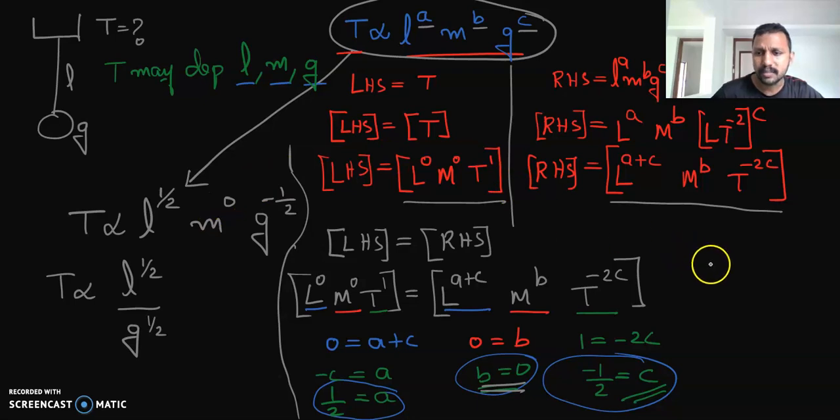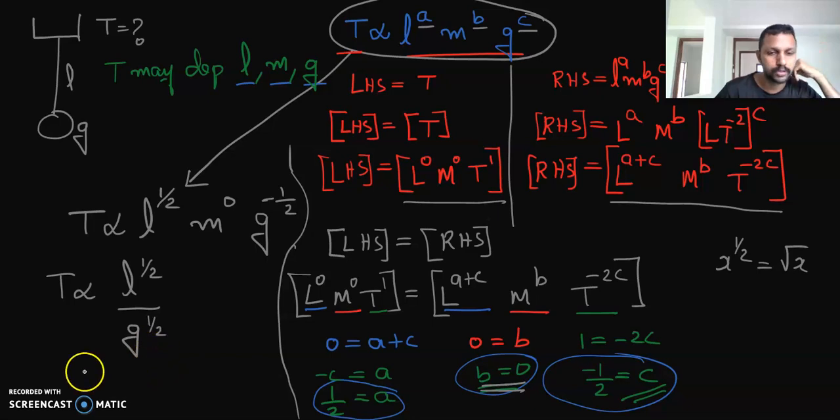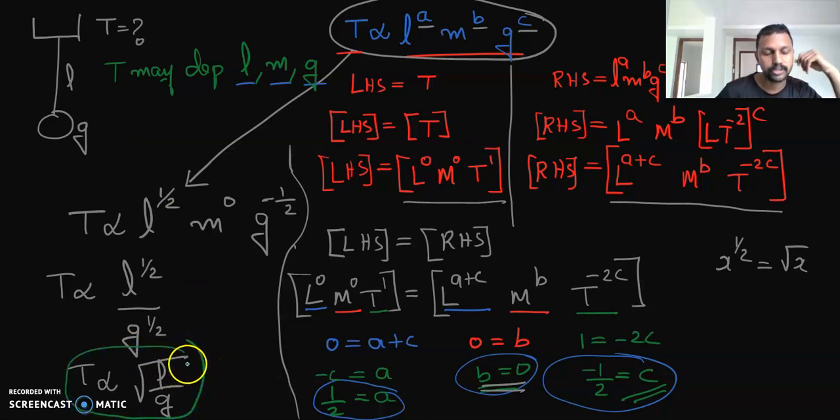Therefore, what is x raised to 1 by 2? X raised to 1 by 2 is root x. Therefore, what is L raised to 1 by 2? It is root L. What is G raised to 1 by 2? It is root G. Therefore, I could write T proportional to root of L by G. Can I? Therefore, this is the equation that we have derived.